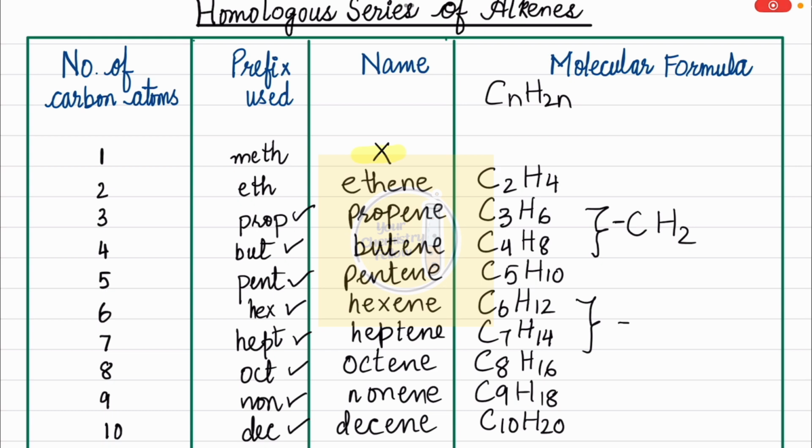Between two successive members, there is a difference of a CH2 group. This means that there is a mass difference of 14 units between the two members of the homologous series. For example, between propene and butene, the difference of mass will be 14 units as carbon is 12 and for 2 hydrogen atoms 2 is used, so mass will be 14 units. As all the alkenes have the same functional group, they show similar chemical properties, while their mass changes as we go down the homologous series, so there will be a gradual change in their physical properties.